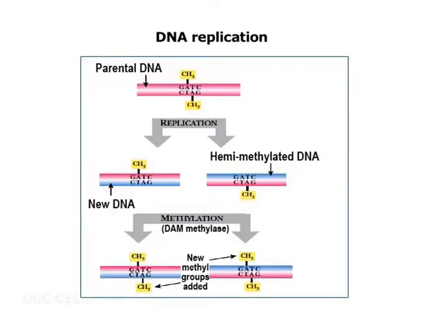Before coming into the details, we first need to know what happens during DNA replication. DNA replication, in both prokaryotes and eukaryotes, follows the semi-conservative mode of replication. In this, the old strand acts as a template and a new strand is synthesized. After the DNA has replicated, the old strand contains methylated bases. The newly synthesized strand, after a short while, also contains methylated bases.